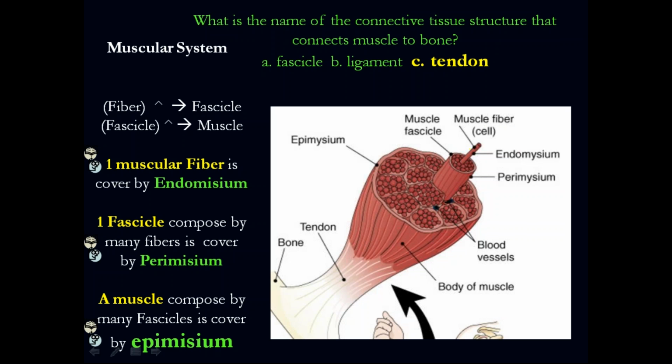Okay, muscle fiber. Each muscle fiber is going to be covered by endomysium. The group of fibers is going to be covered by another membrane called the perimysium. And the group of all the fascicles around is going to be covered by the epimysium. And all together, the projection of endomysium, perimysium, and epimysium is going to be projected through the tendon to attach to the bone.